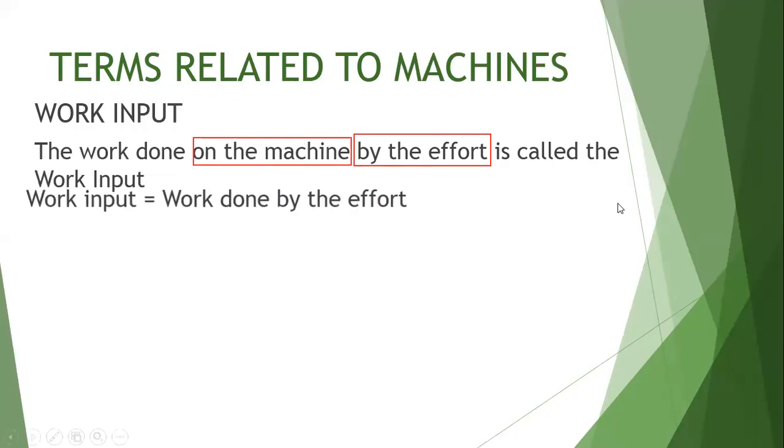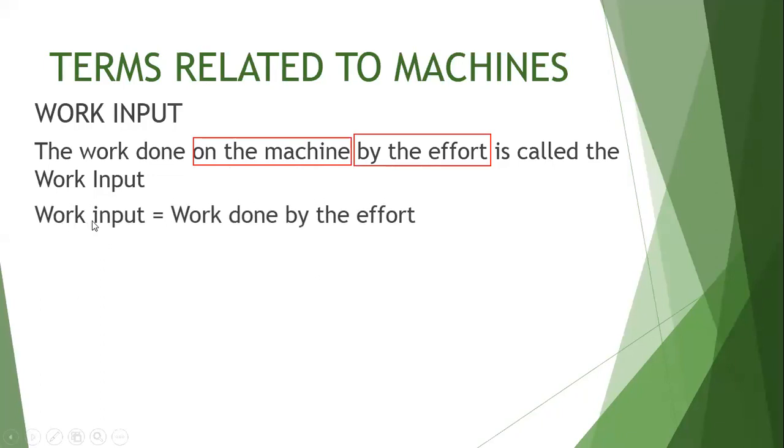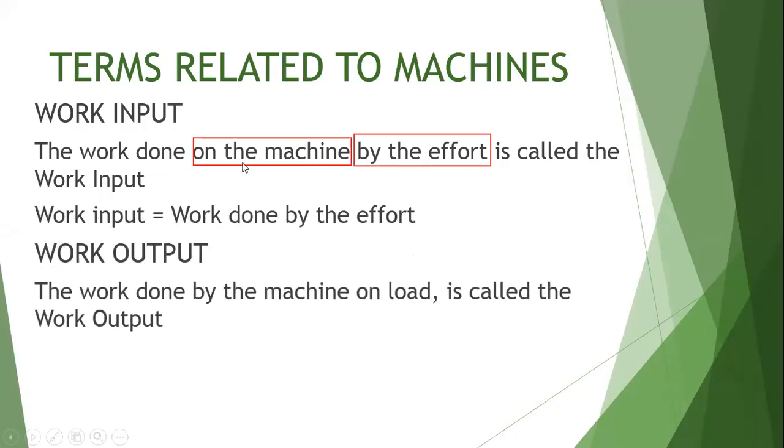Now, what is work output? If you define work input, it is the work done by the effort. And what is work output? Work output is the work done by the machine. Now try to understand the difference here. It is the work done by the machine, okay, but on the load.